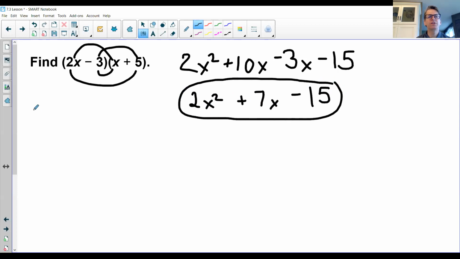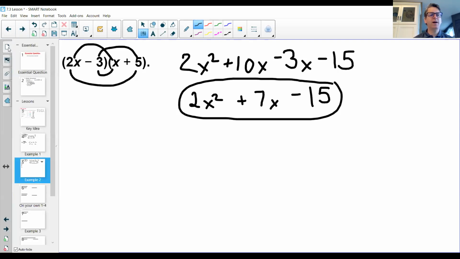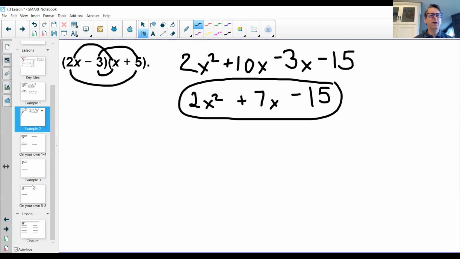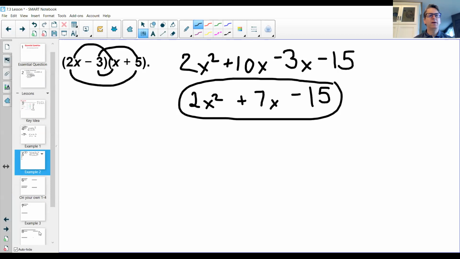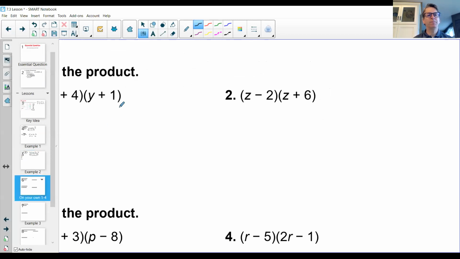Okay, first, outer, inner, last, the FOIL method. All right, let's just keep going. Repetition creates mastery here with this FOIL. So I'm just going to keep going through a few more slides with examples. I've got 3 more slides. Let's go to the next one.